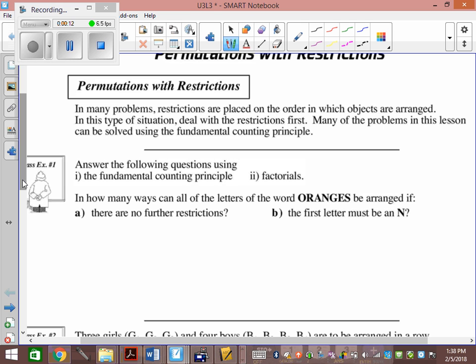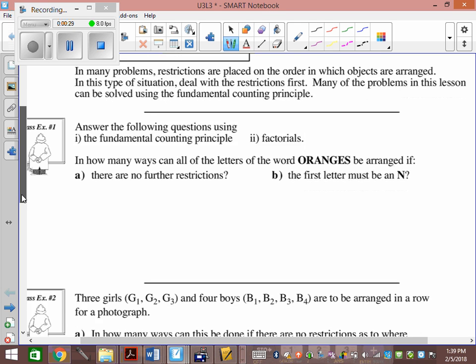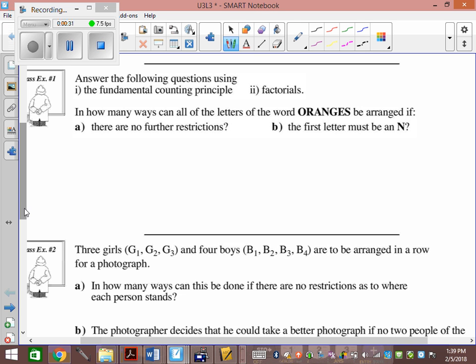So permutations with restrictions. We've dealt with ones with restrictions, so we're going to go over more restrictions, and then we're also going to go over identical events. In many problems, restrictions are placed on how objects are arranged. In this type of situation, deal with the restrictions first. Many of the problems in this lesson can be solved using the fundamental counting principle, so we don't have to do the answers both ways. We just have to come up with one way. So I'm fine with that.